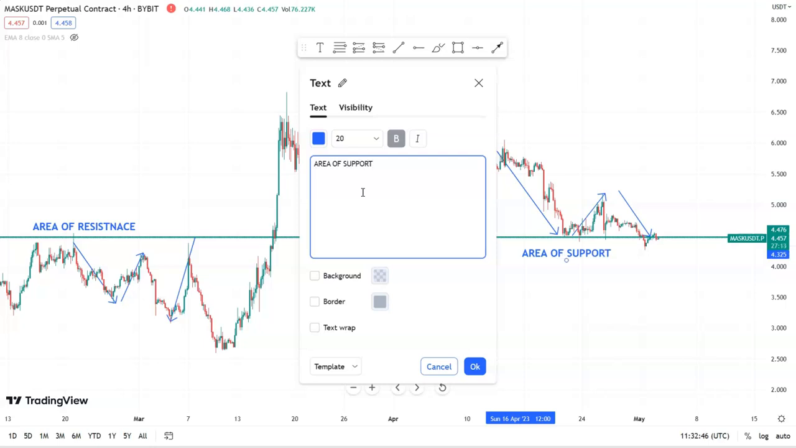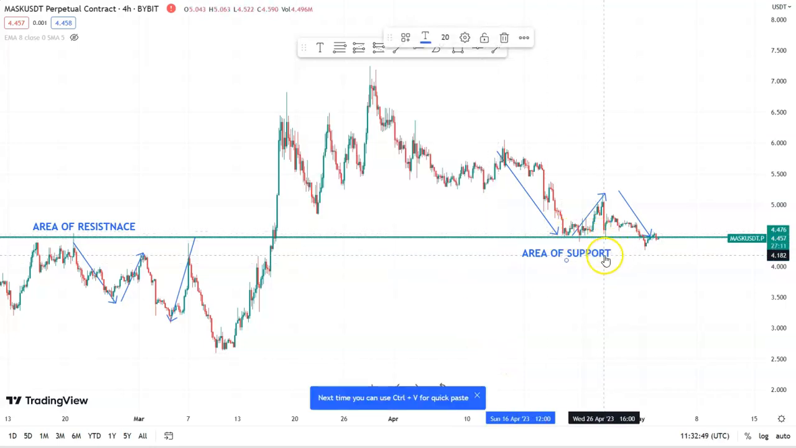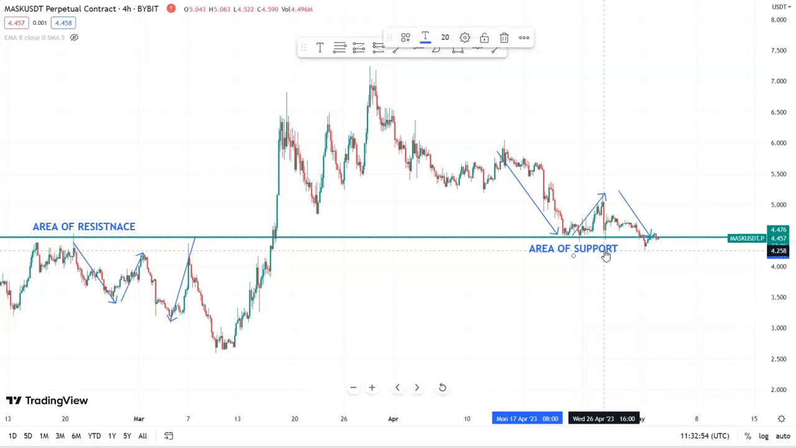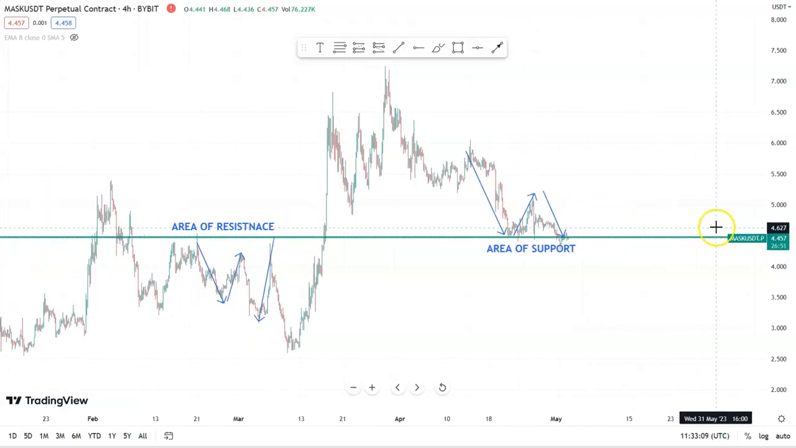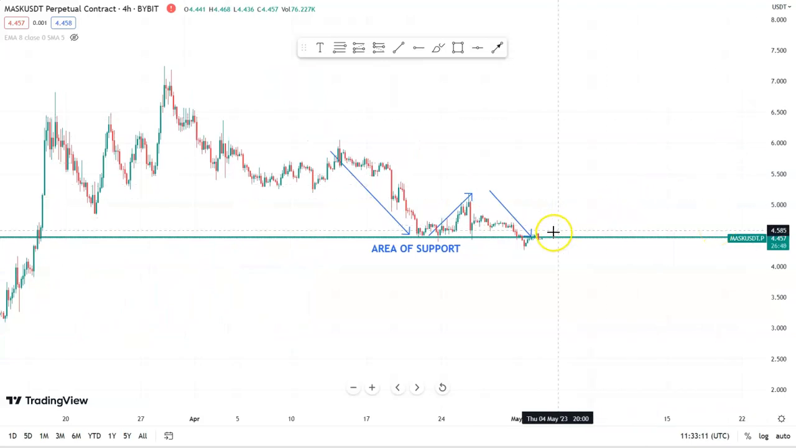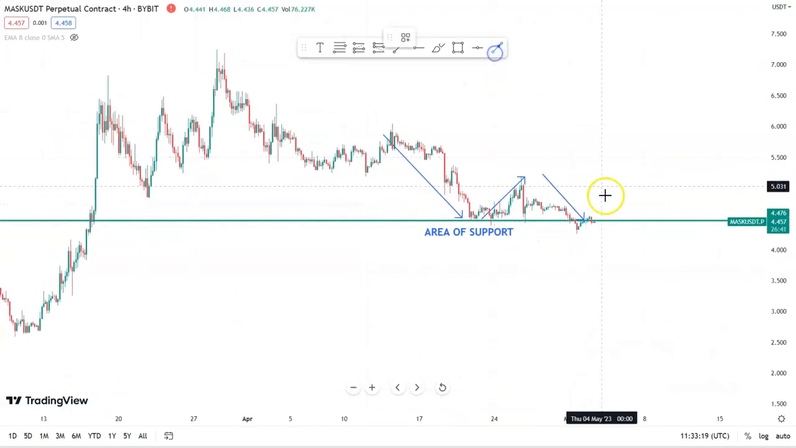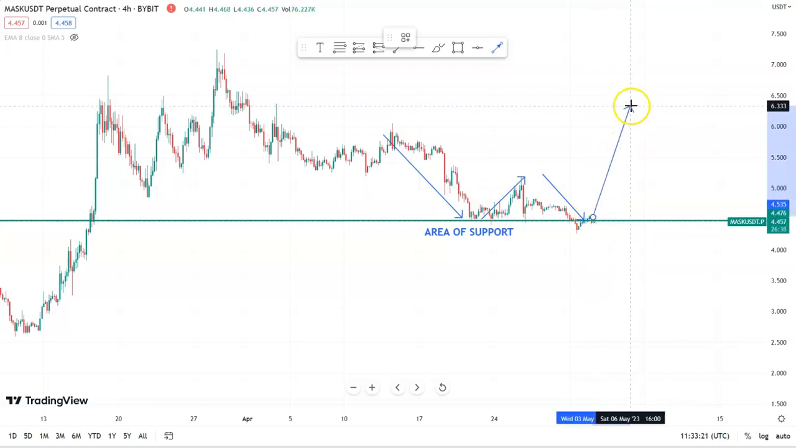We call it support because that particular area is supporting the price from going down. So it's just a simple psychology, which means that anytime the price comes to this area, it's an area where price bounces and starts going up again. And that's going to tell you, as a trader, at an area of support, you'll be looking for buying opportunities because you know that whenever the price comes to an area of support, there is a probability of the price bouncing and doing something like this.